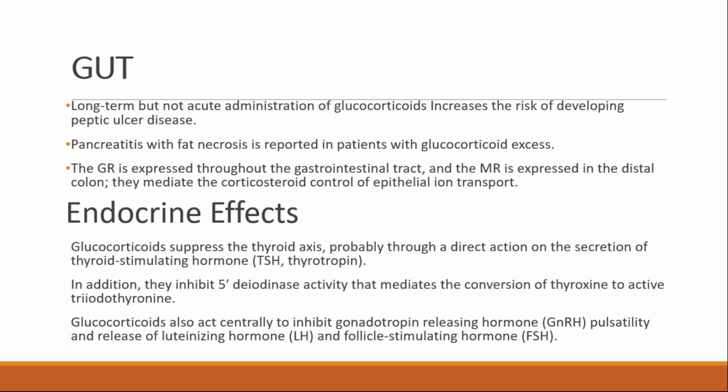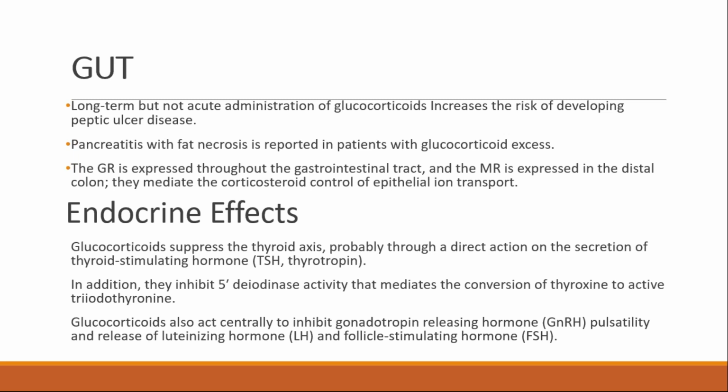Talking about manifestation on the gut. Steroids increase the risk for peptic ulcer disease, and long-term administration of steroids leads to peptic ulcer. That is why always prescribe a PPI while administering oral or IV steroids to the patient. Never ever miss a PPI while administering steroids. Another manifestation is pancreatitis with fat necrosis. Also, glucocorticoid receptors are expressed throughout the GI tract, and mineralocorticoid receptors are expressed only in the distal colon. So excess glucocorticoid can cause damage to any part of the GI tract.